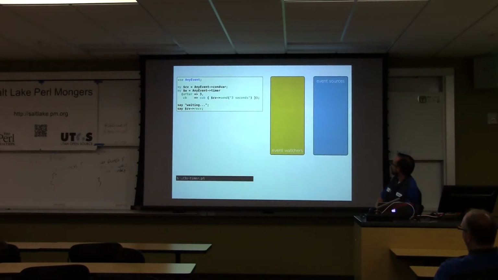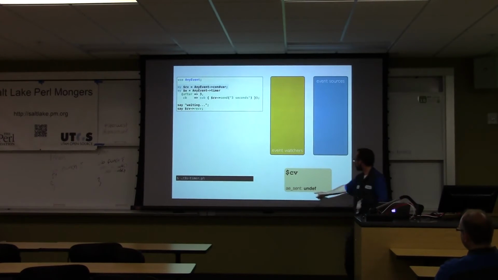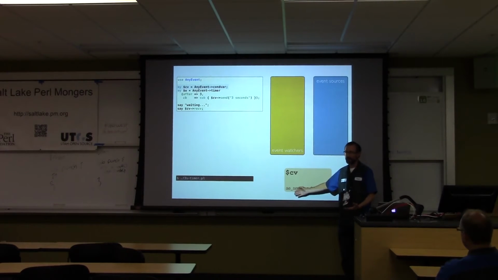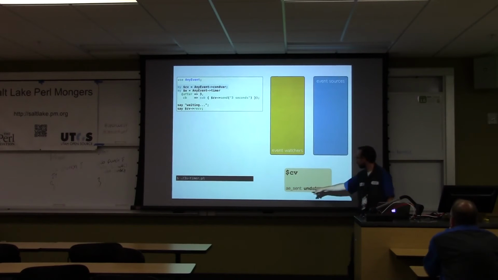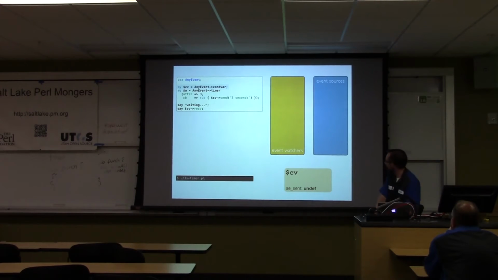So we run the timer. We create a condition variable object here. It has one attribute called AE sent. You don't need to know this in everyday use, but I found it very useful for understanding why condition variables work the way they do. There's an attribute inside the object called AE sent.